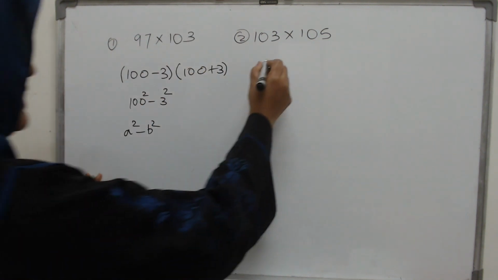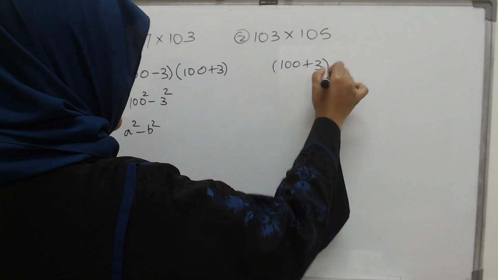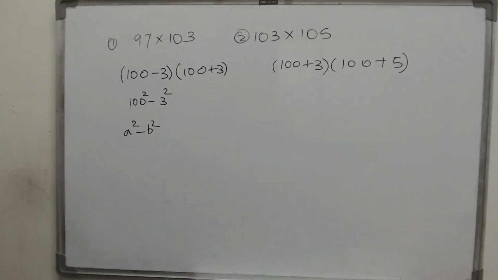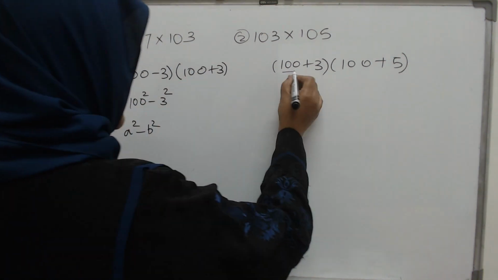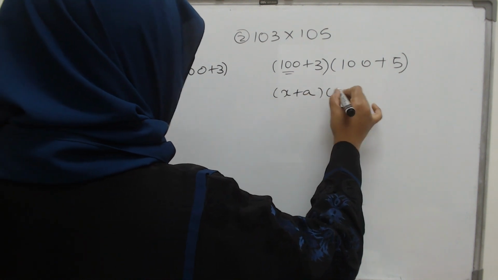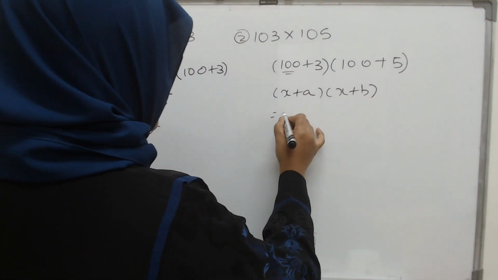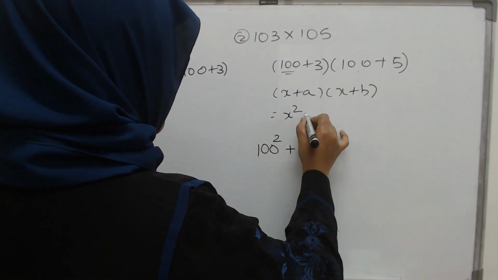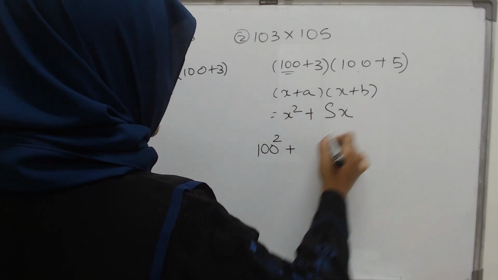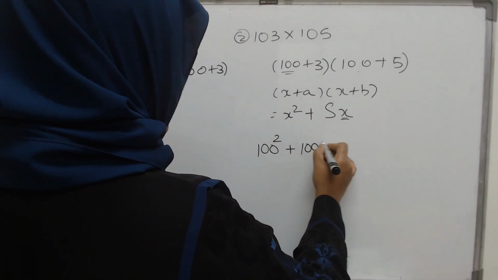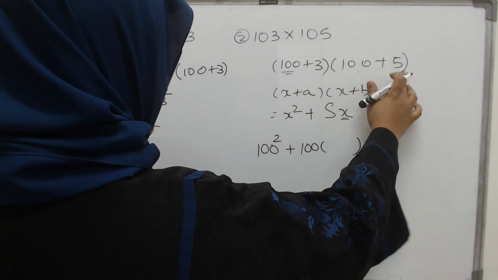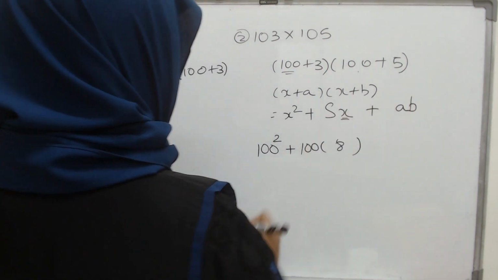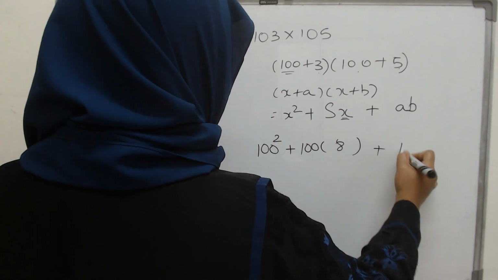But what about this? 100 plus 3 into 100 plus 5. That means what? We have three numbers here. And how do we solve it? It is of the x plus a into x plus b form. And what is it? This is x square. That is what? 100 square plus what is it? Sum of x. What is your x here? Your x here is 100. And what is the sum of these two numbers, 5 and 3? It is 8. Then what is the last term? It is the product a into b, which is 3 into 5, which is 15.